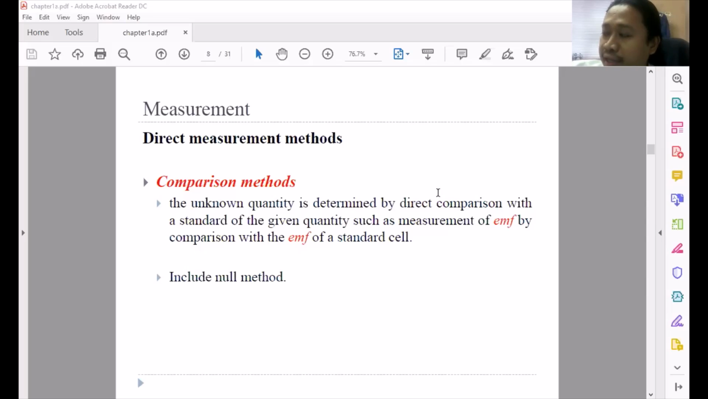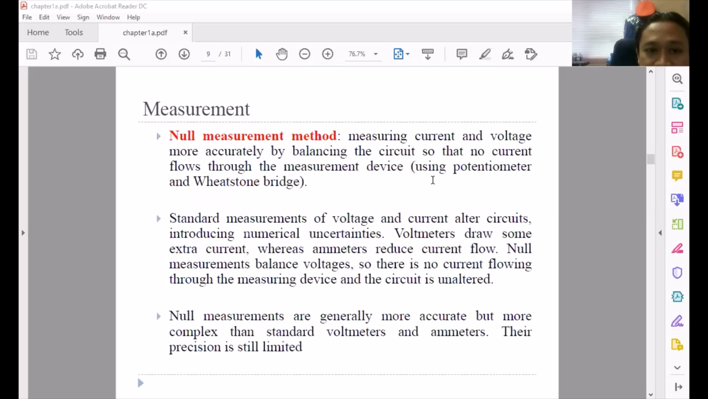Tomorrow we'll be studying the error. What do we call this error? On the comparison method, we also include the null method. The null method will be explained after this. Null method measurement means measuring current or voltage more accurately by balancing the circuit so that no current flows through the measurement device. This will be covered in the AC bridge and DC bridge.